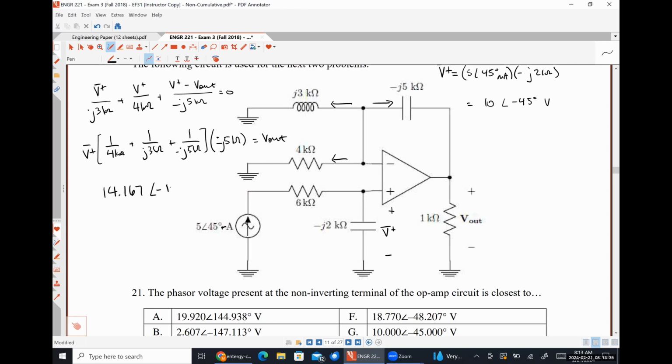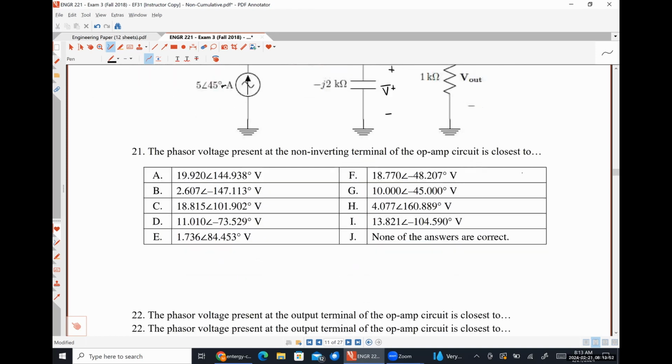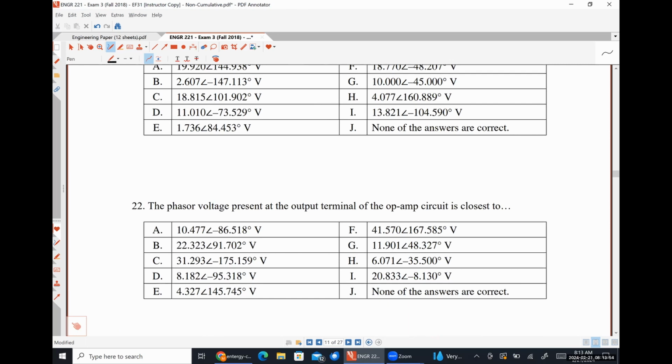14.167 angle negative 16, excuse me, negative 163.072 degrees volts is the out, which is very much not on there. Yeah, so I just had a brain fart when I made this test out. Very unsurprising to me anyway. Yep.